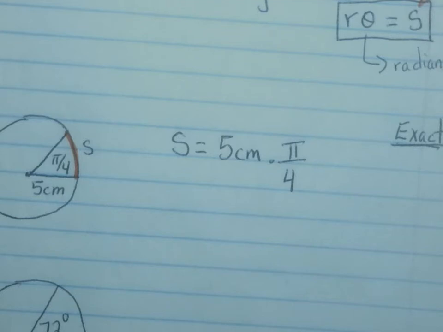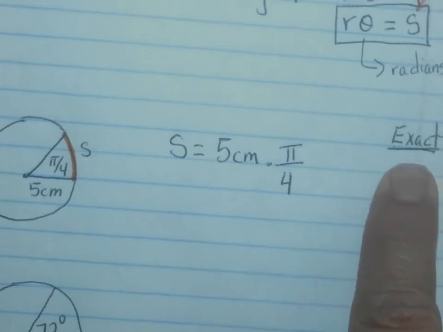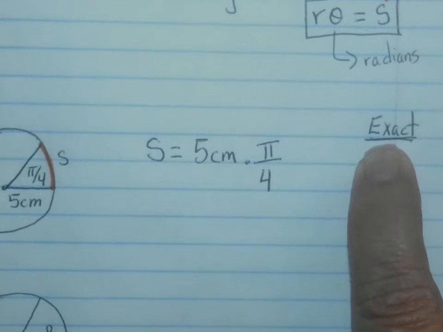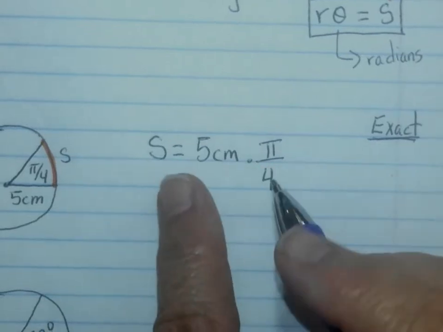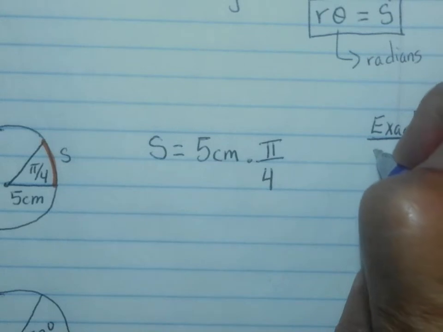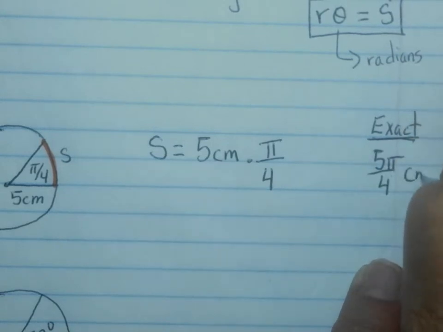So once you press that pi button, you are not having an exact answer. So the way to have an exact answer is to leave the pi with the pi symbol. So if you are asked for the exact answer, it would be 5 pi over 4 centimeters.